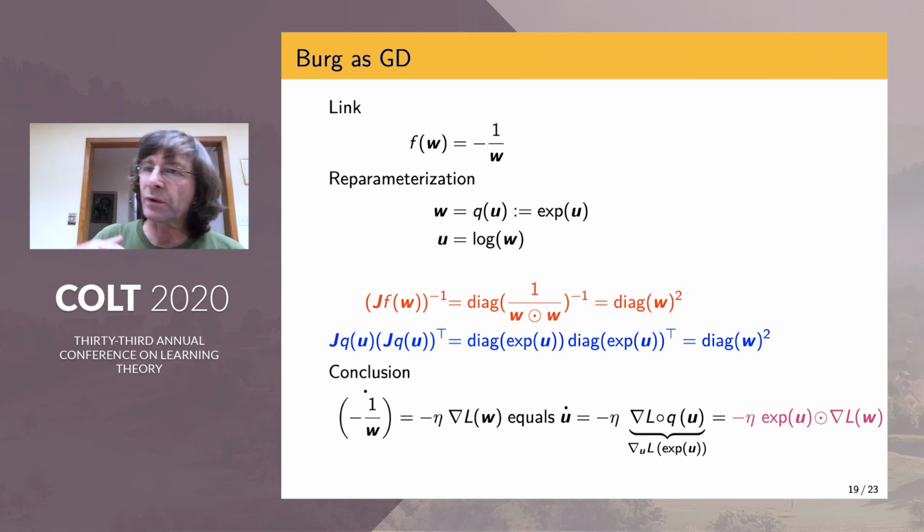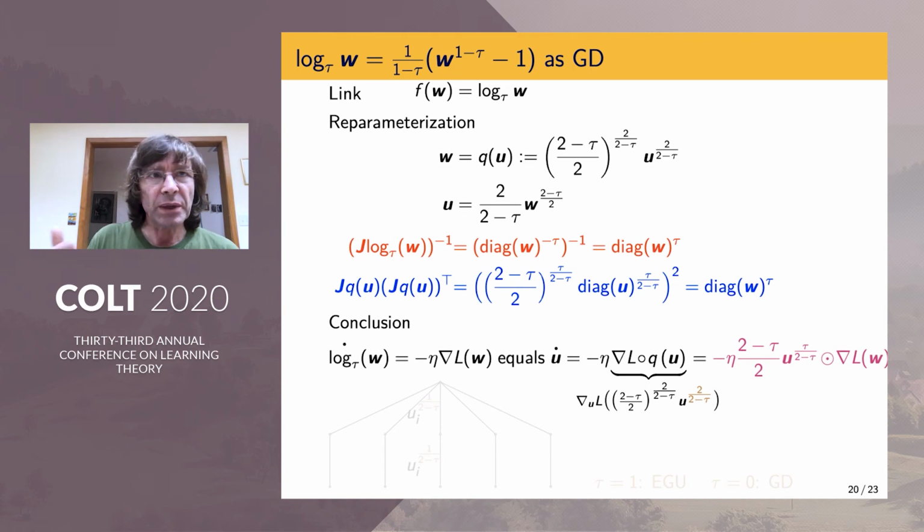You can do this for many mirror descent algorithms. For instance, continuous Burg, you can do it as gradient descent as well. So now you use as your reparameterization function exp, and now you have 1 over W minus 1 over W dot, okay, using that link, can be simulated by gradient descent with respect to this composite loss, which is the original gradient multiplied component-wise by exponentials. Kind of curious.